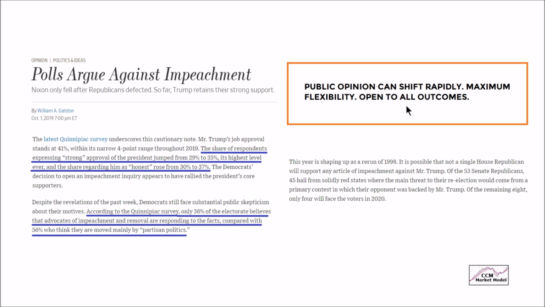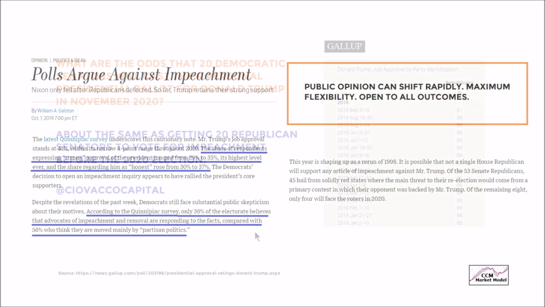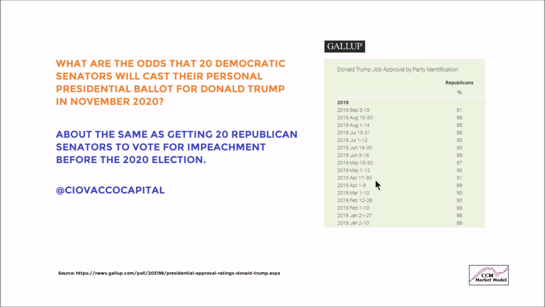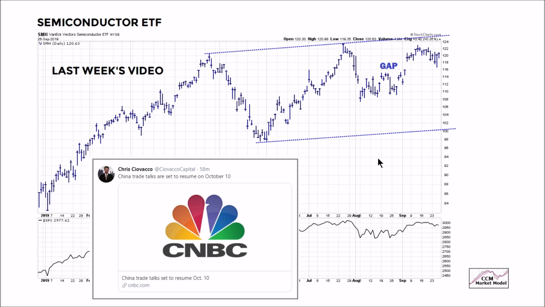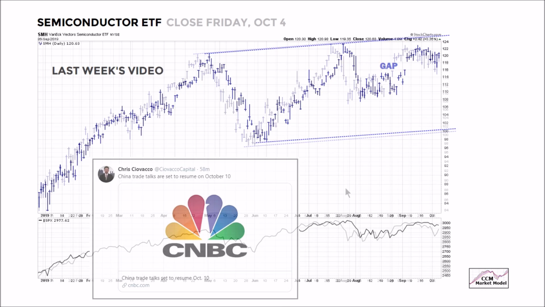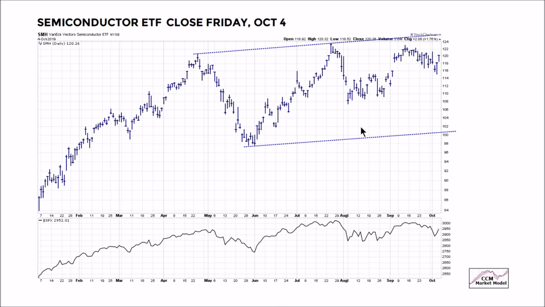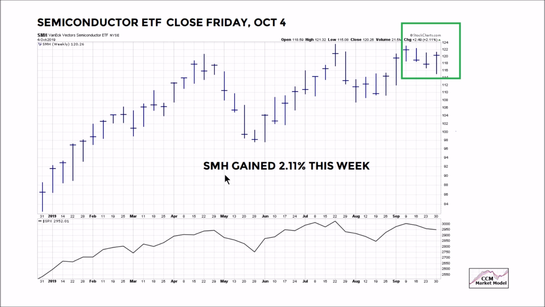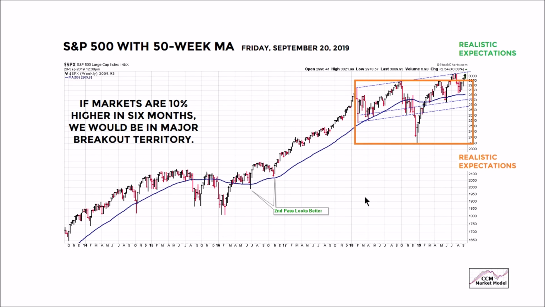Thus far, these little blurbs here and these approval ratings here tell us not much has changed relative to this. Last week we said it might be a good sign that semiconductors had some white space in here heading into the China trade talks. As of the close on Friday, October 4th, this chart still looks good. In fact, during what was a very volatile week, the semiconductor ETF heading into the trade talks was up 2.11% for the week.